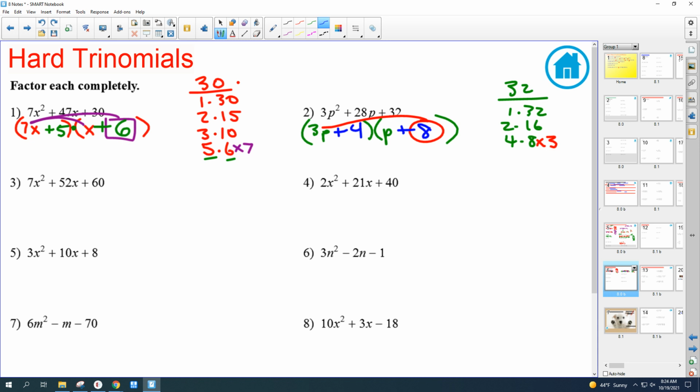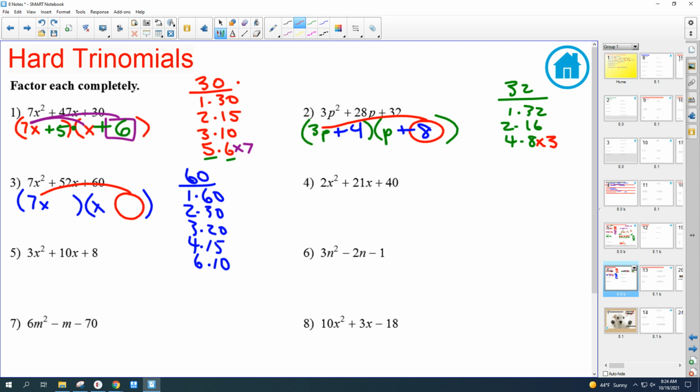All right, so let's do another one. 7x and x. That's the easy part. I need a 60, so 1 and 60, 2 and 30, 3 and 20, 4 and 15. 5 doesn't work, 6 and 10, 7, 8, 9 don't work. None of those numbers add up to 52. But that's because one of them has to get multiplied by 7. This one. You got it?